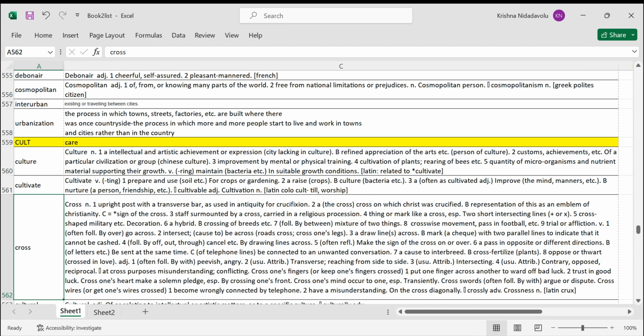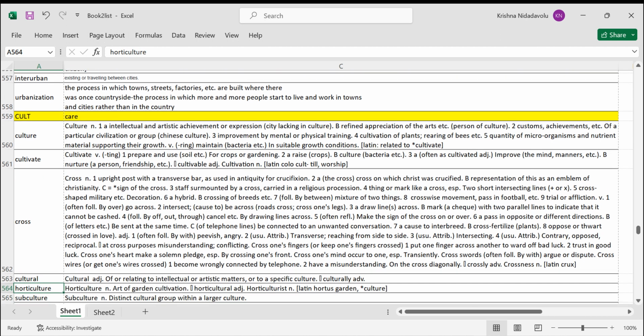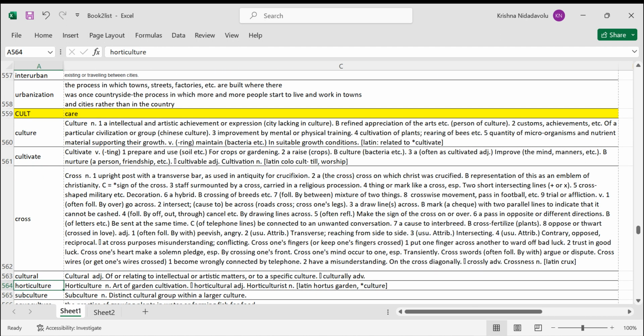Next, cross cultural. Cross cultural means dealing with or offering comparison between two or more different cultures. A cross cultural study means a study that involves multiple cultures. Cross cultural comparisons, like how people dress or what they eat, are all cross cultural comparisons.